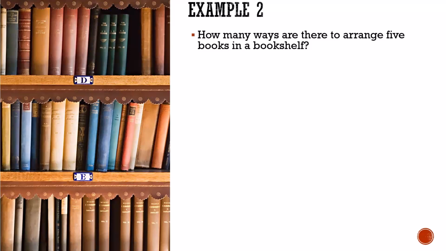So the question is, how many ways could I arrange those books? Let's break this down. How many individual choices are you making? For example, in the previous problem, we made 3 choices: which blouse, which shoes, and which skirt. How many choices are we making here?